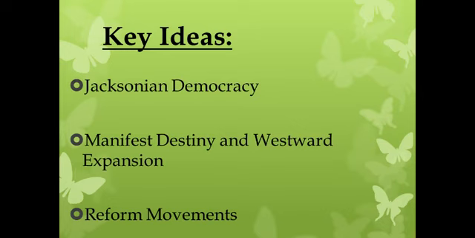So we covered some key things over the course of these three presentations. Part 1 of the PowerPoint was Jacksonian democracy. Part 2 was Manifest Destiny and Westward expansion. And this is Part 3, reform movements. This is during the 1800s. Sometimes it's called the antebellum era, or antebellum era reform movements.